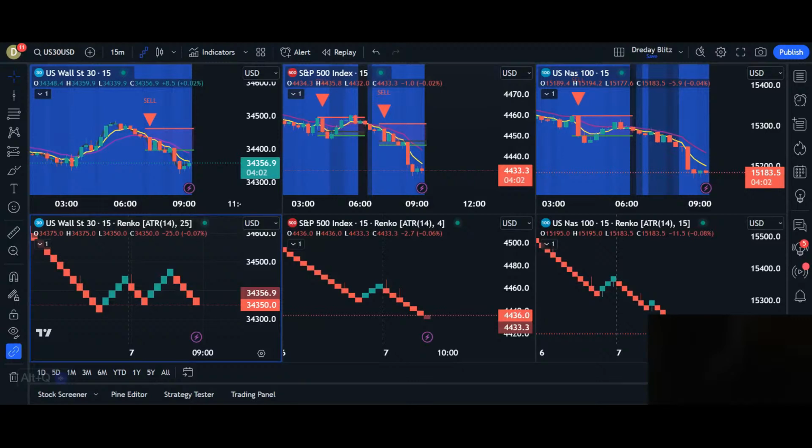So as long as the Renko bars are showing you the same direction as the actual candlestick chart, you take the trade, and you get out when you have a reversal on the Renko bars in the opposite way.